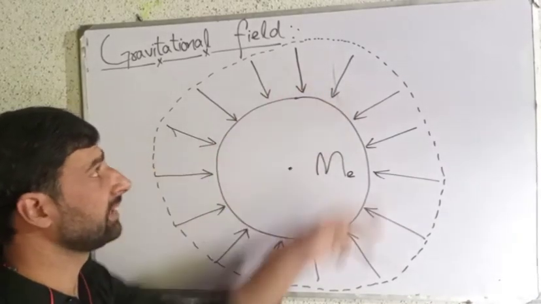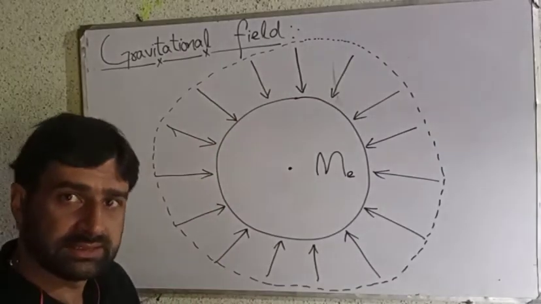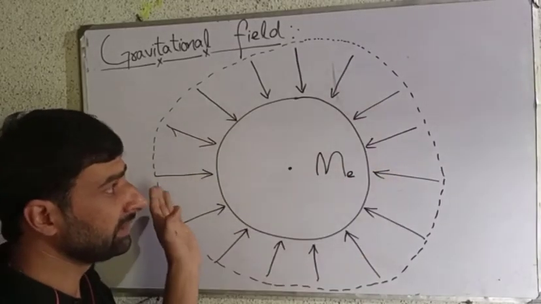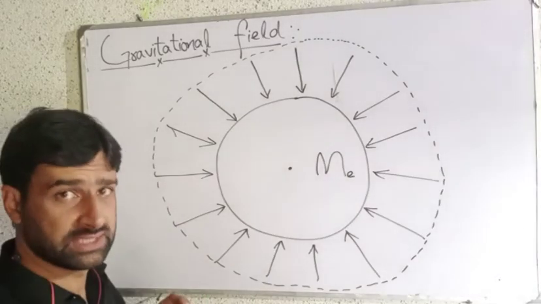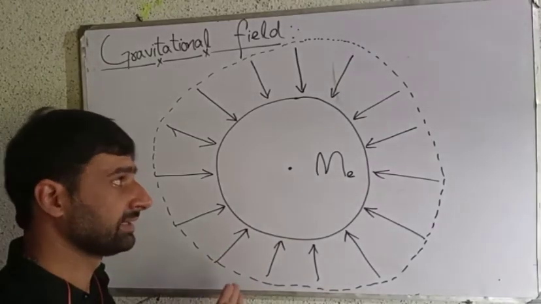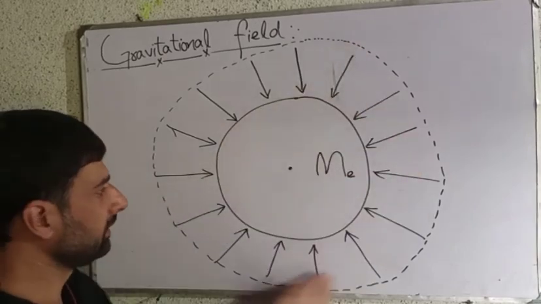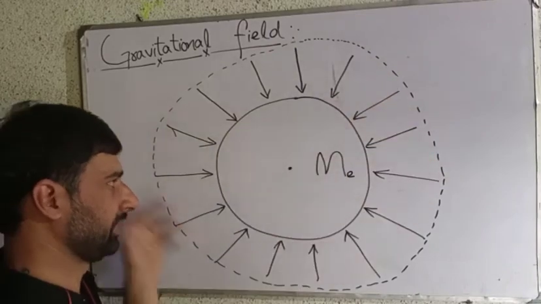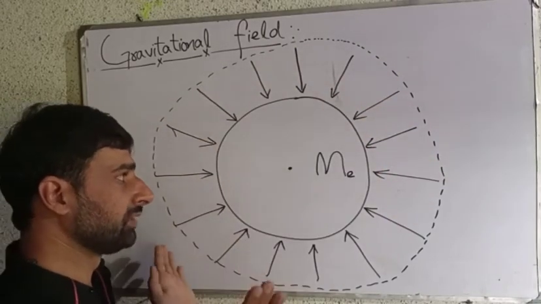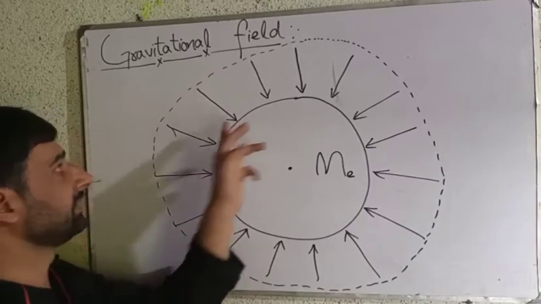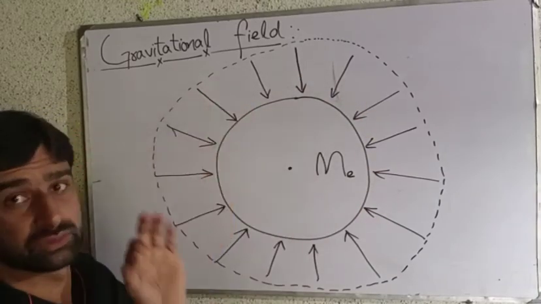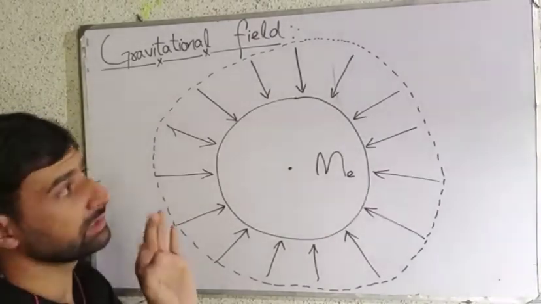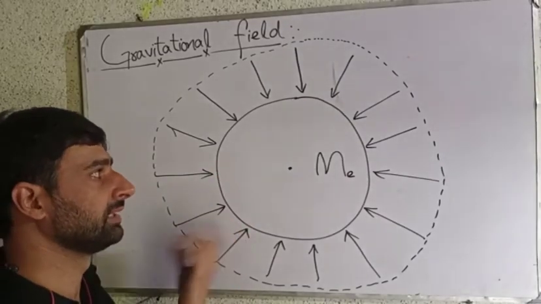So this region is known as gravitational field. That area in which Earth is able to pull objects towards its center is known as gravitational field. So this is the area between these two circles, between the boundary of Earth and this boundary, in which Earth is able to attract objects. So you must understand that gravitational field is an area. Which area? The one in which Earth can pull objects towards its center.